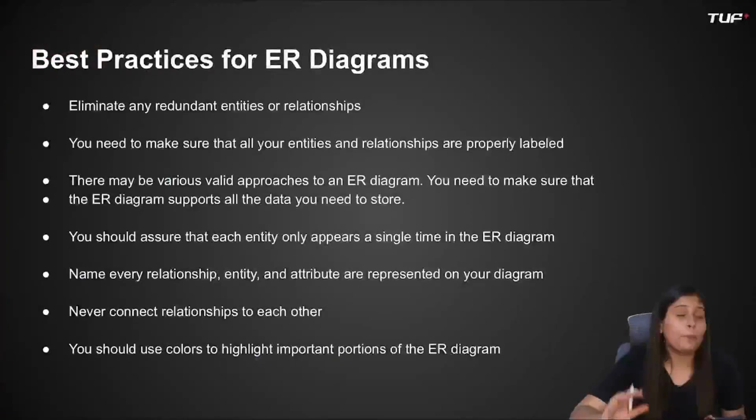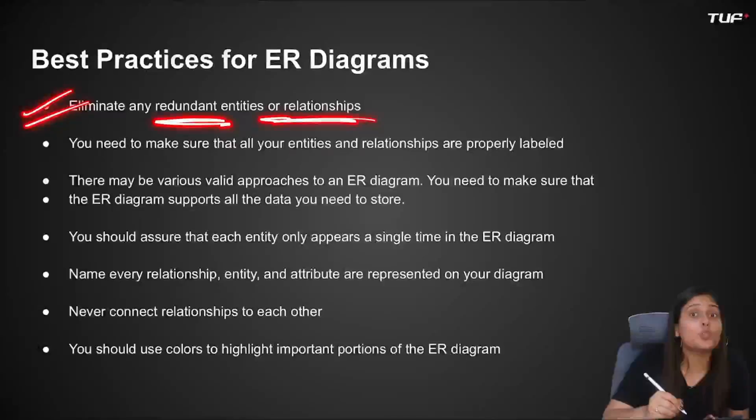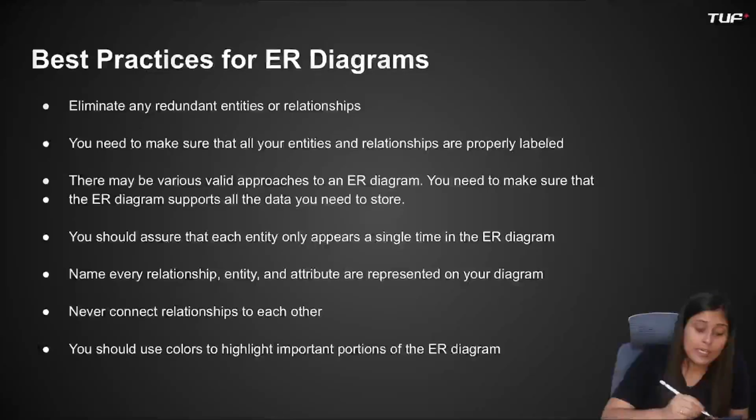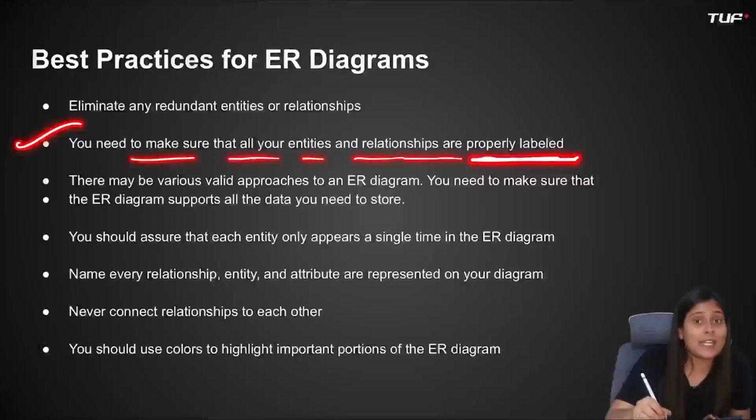So what are the best practices for an ER diagram? How can we make the best out of it? First, eliminate any redundant entities. So basically, you should try to eliminate duplicate entities or duplicate relationships between the entities. Second, you need to make sure that all entities and relationships are properly labeled. So there should be no relationship which you think can exist and you are not adding it. You need to make sure that all entities and relationships are properly labeled.